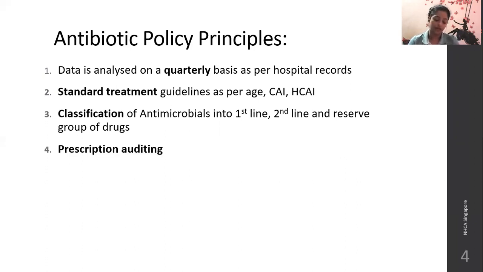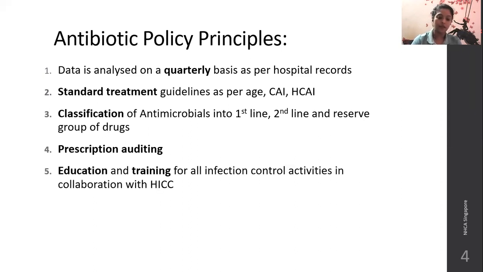And prescription auditing. It is a review of surveillance data generated from the antibiograms and prescription auditing to check that doctors are not prescribing the reserve group of drugs for treating small infections, which can be treated with first line antibiotics, etc. To check that the doctors are not misusing antibiotics for their treatment. And also the pharmacy officials will be checked according to the prescription auditing.